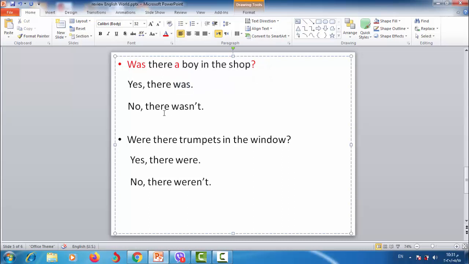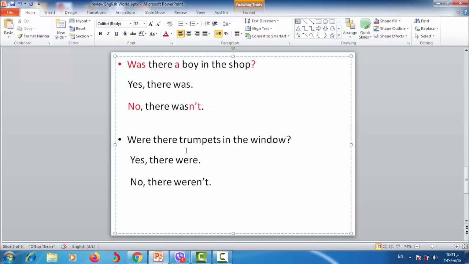But if the answer is no, we write no there wasn't. This is number one, and this is number two. Because we have no, we have to blend not with was. We have to stick not with was.